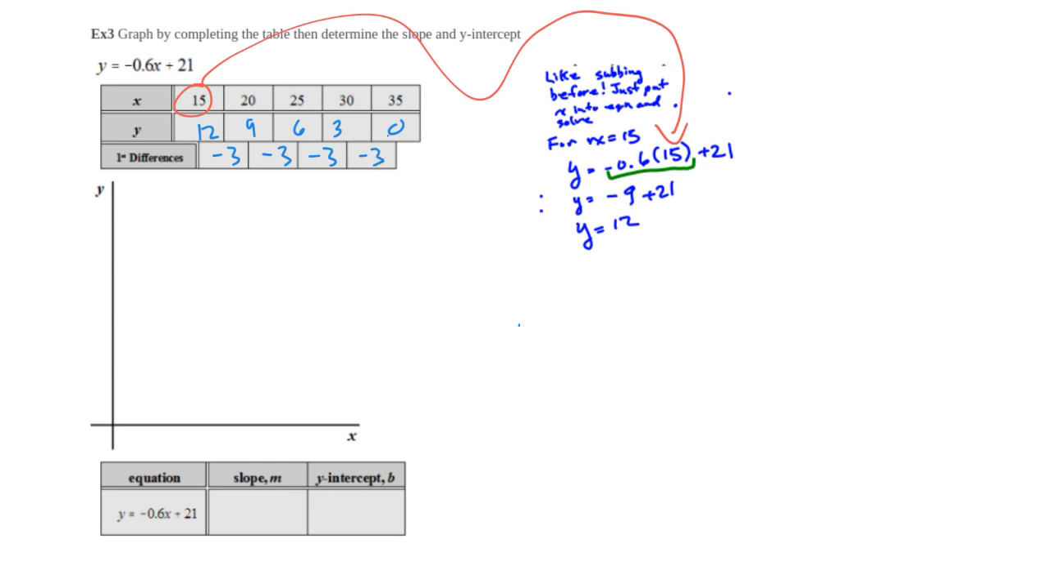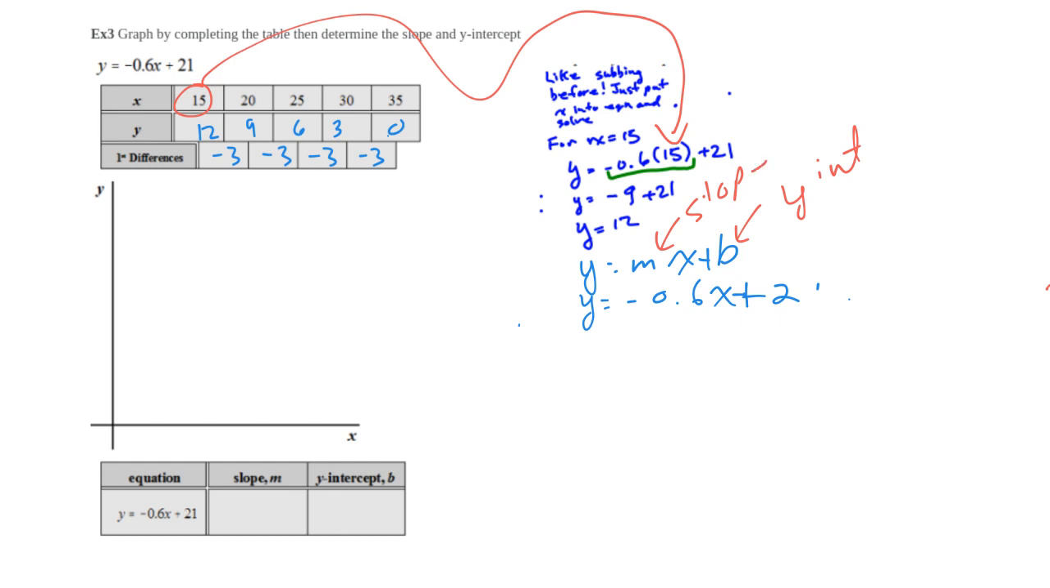Now, let's do some analysis of this graph. So the original graph is y is equal to -0.6x plus 21. All right, now, you know from our past work with math that we had y is equal to mx plus b, where the b in our equation was what we called the y-intercept, and m was the slope. Now the y-intercept for our new graph of -0.6x plus 21 is 21.